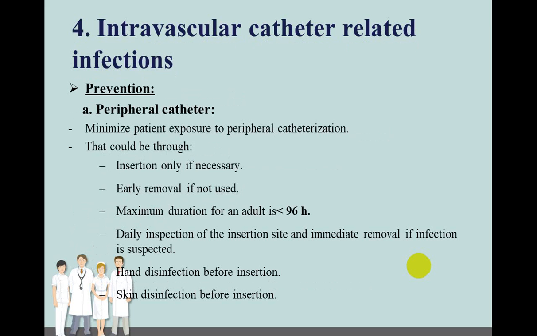Prevention. Peripheral catheter: minimize patient exposure to peripheral catheterization, insertion only if necessary, early removal if not used. Maximum duration for an adult is 96 hours. Daily inspection of the insertion site and immediate removal if infection is suspected. Hand disinfection before insertion. Skin and hand disinfection.